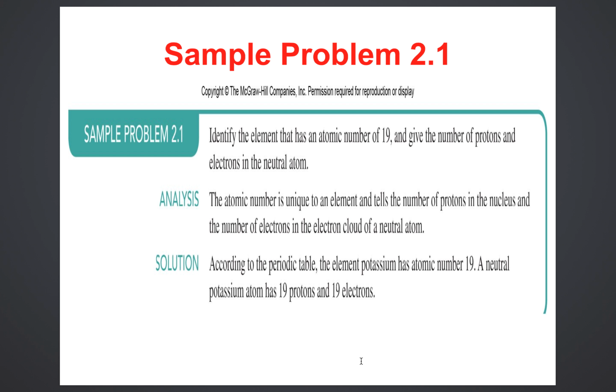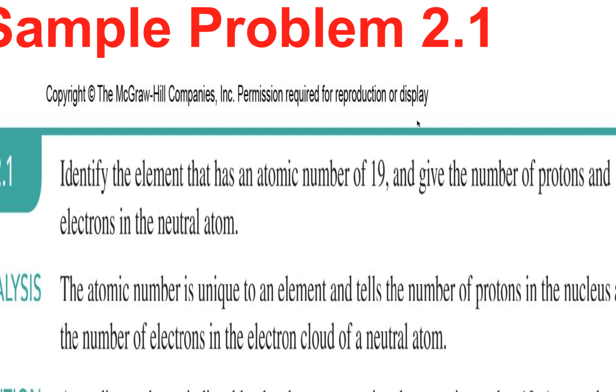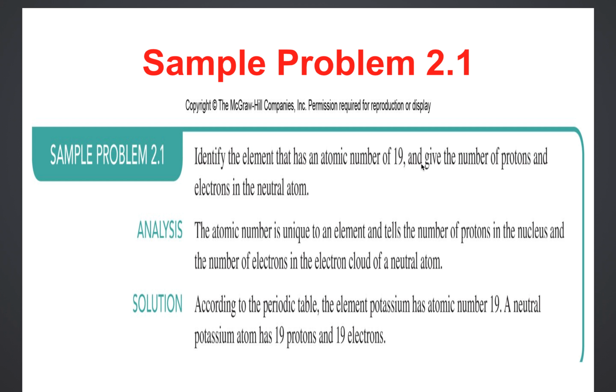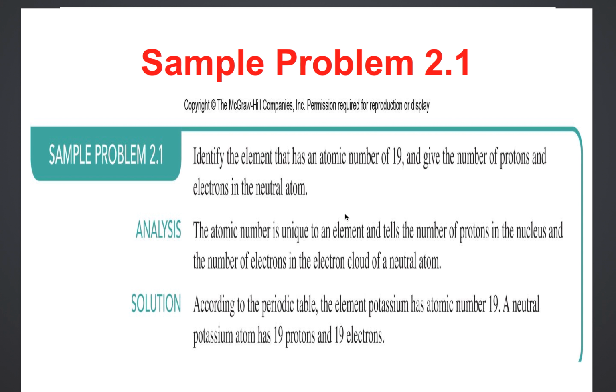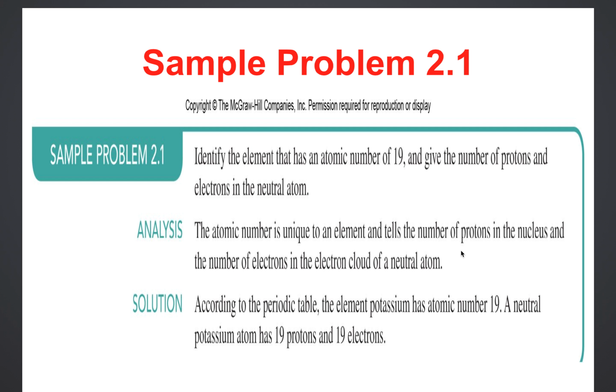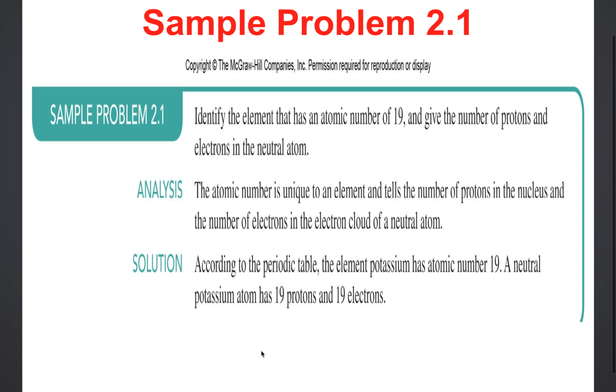Sample problem: identify the element that has an atomic number of 19, and give the number of protons and electrons in the neutral atom. Analysis: the atomic number is unique to an element and tells us the number of protons in the nucleus and the number of electrons in the electron cloud of a neutral atom. The solution: according to the periodic table, the element potassium has an atomic number of 19. A neutral potassium atom has 19 protons and 19 electrons.